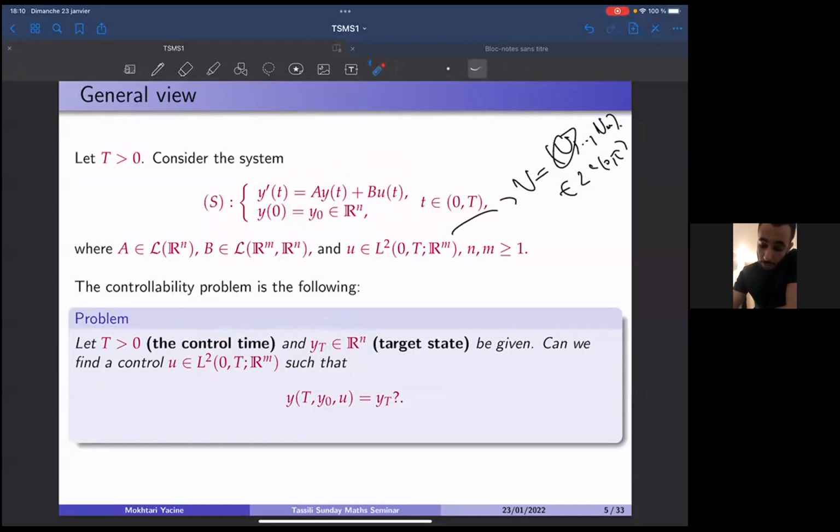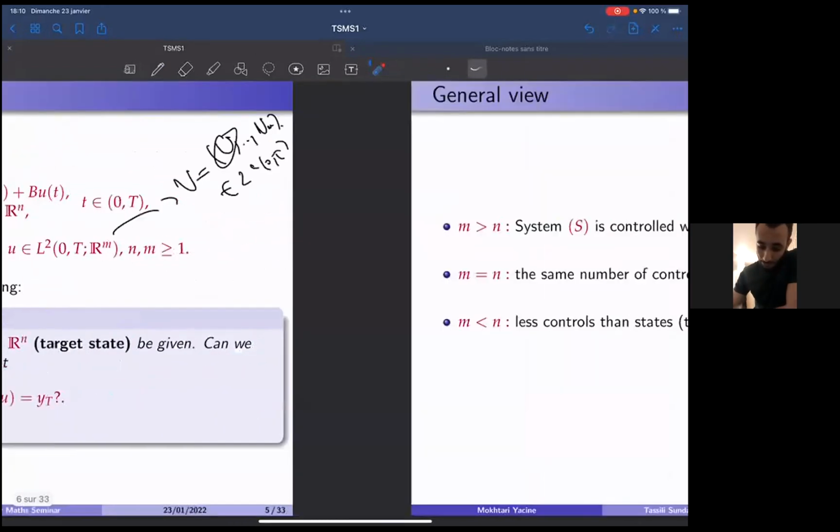Naturally, one asks this question: why would there be an m here? We could just put n. I will answer this question in a few slides.